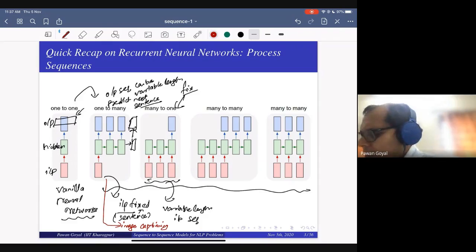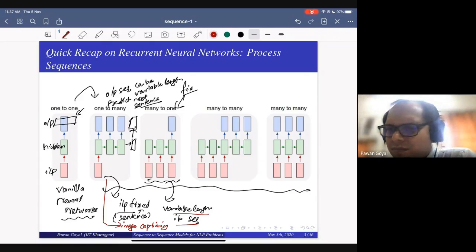Now, can you give me an example for the second part? Your input is variable length, but your output is fixed in size. What are the examples for that? And this we can find easily for NLP. Variable length means the sequence can have 3 words, 4 words, 10 words, doesn't matter. But my output will still remain fixed. What are the examples?